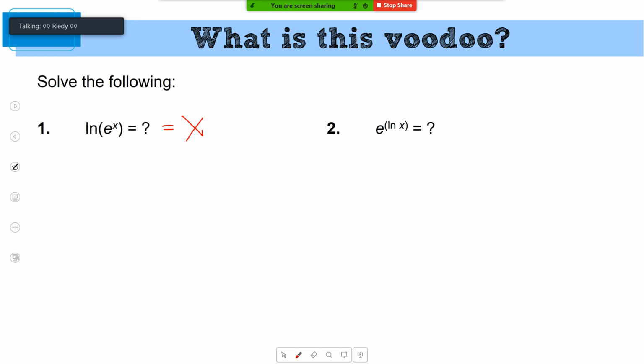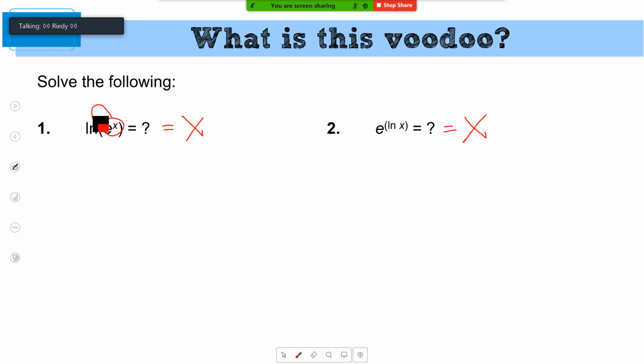And seeing as you're probably pretty good at how this whole thing works, what do you think e to the natural log of x is? Well, you would take the natural log of x, put it to the front. What do you think it's going to be? 1. Good guess. Nope. x again. It's x.